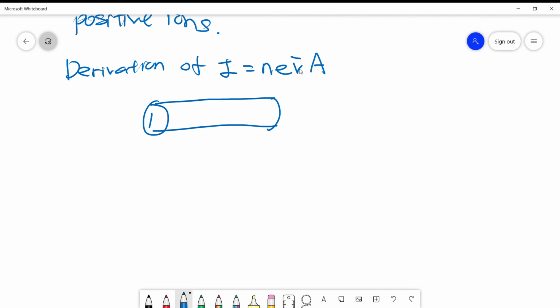So let's say this is our A and this is L, which is the length of the wire. My I actually flows from the left to the right. So basically if the I is from A to B, hence my free moving electrons actually move from B to A. Of course, the free moving electrons move with the drift velocity.